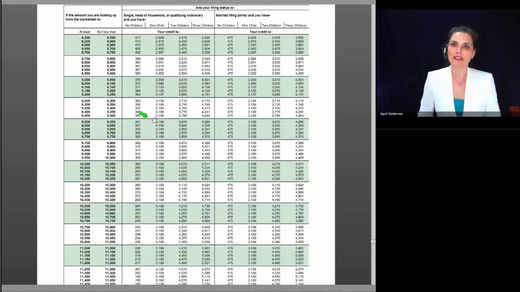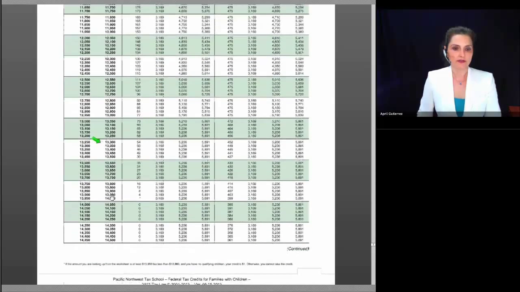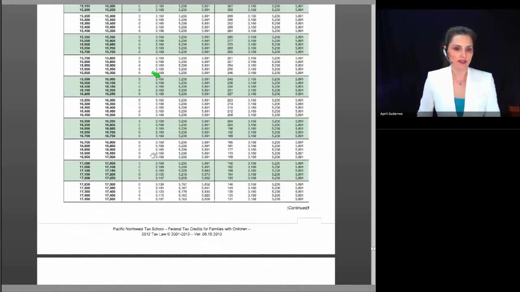$3,169, that's the maximum amount of earned income credit that a person can receive with one child. And we go over and see what income level that happens at, and it happens at $9,300 of income. And how long is it till we start to go down? We're at $3,169 for another page, right about the bottom of this page right here. So right when the income hits $16,950, so that's a $7,000 income range between $9,000 and $17,000.